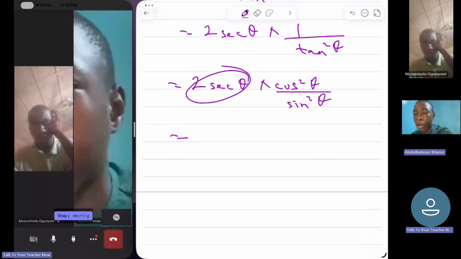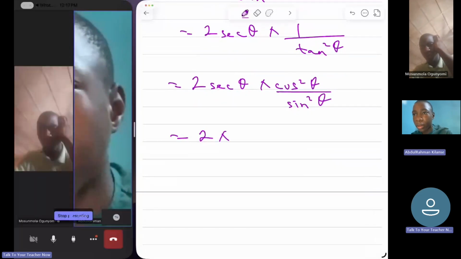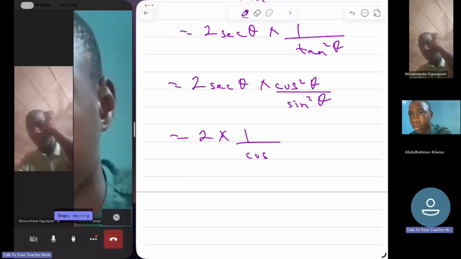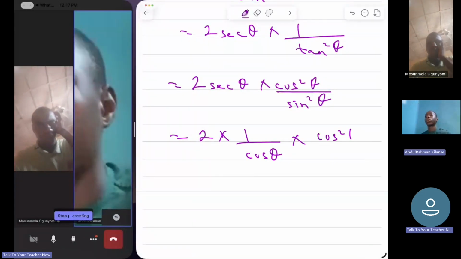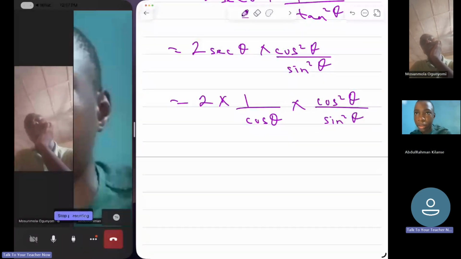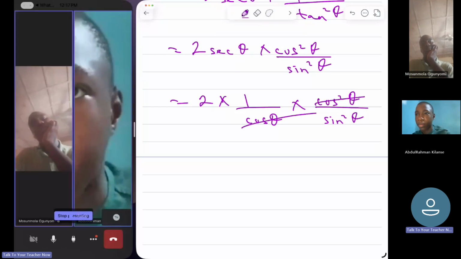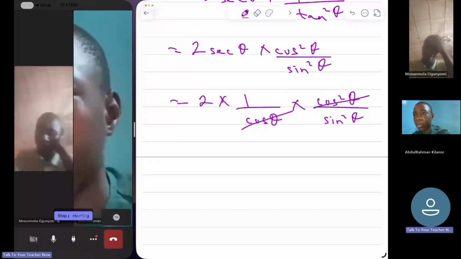2 sec theta. What's sec theta? 1 over cos theta. Exactly. So 2 times 1 over cos theta times cos square theta over sin square theta. We can already see the answer. Cos square theta, cos theta will cancel cos square theta to leave cos theta.